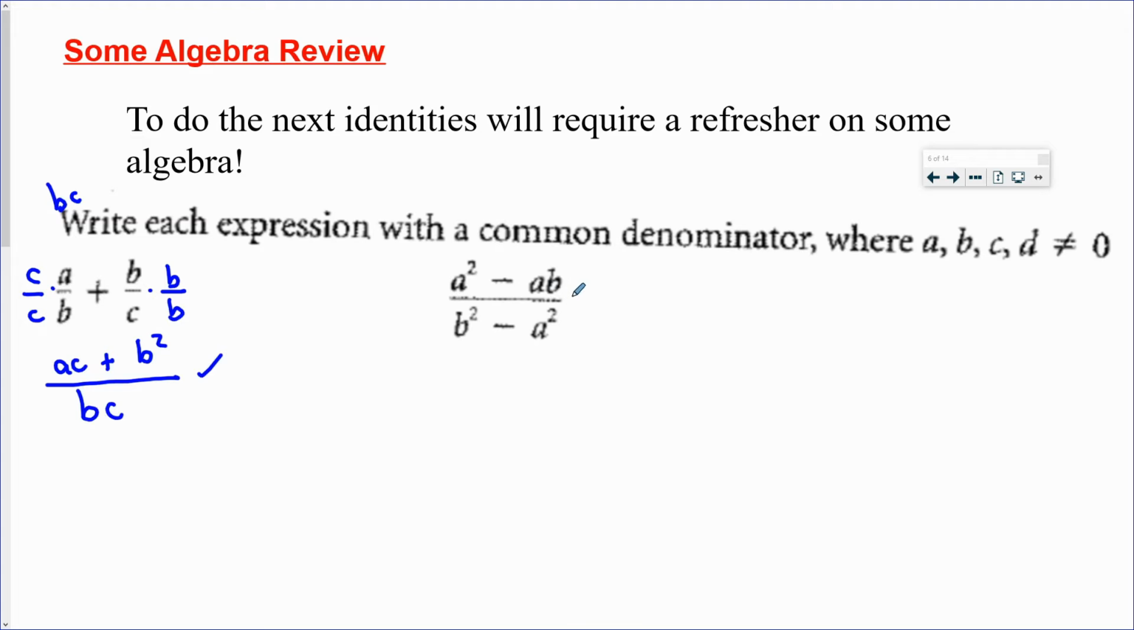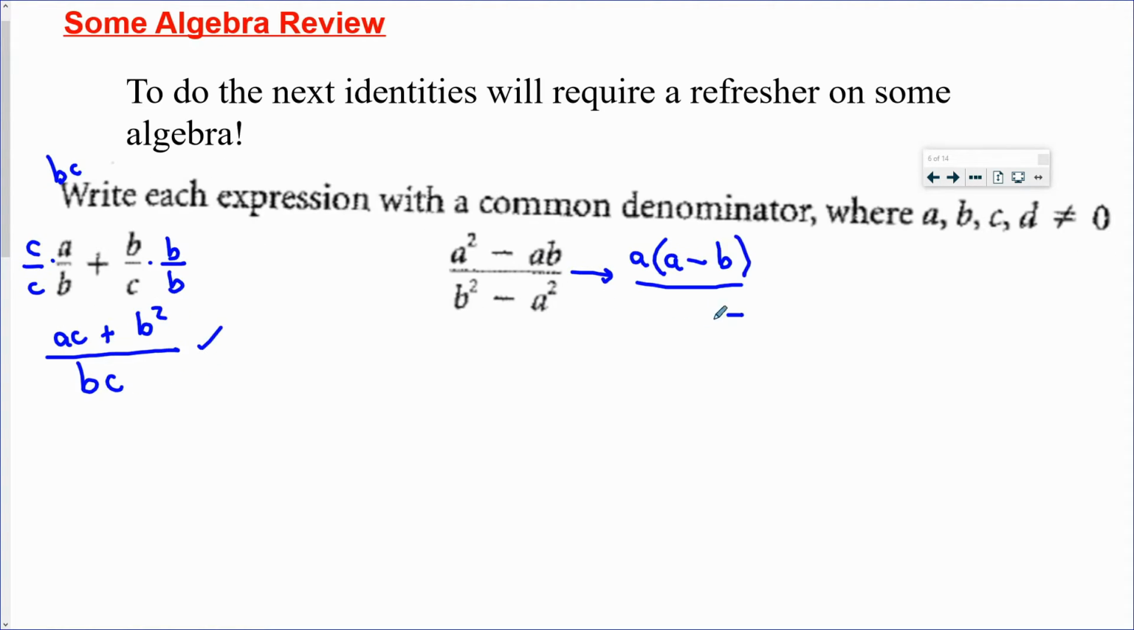This one here is going to have some factoring. In the top, it looks like I can pull out an a. If I pull out an a and divide a squared by a, I get a, and then subtract a times b divided by a, so I'm just left with b. So there's my numerator. Down here, this is looking like a difference of squares, right? So I can write it as b minus a times b plus a, and you're thinking, well, does anything cancel?